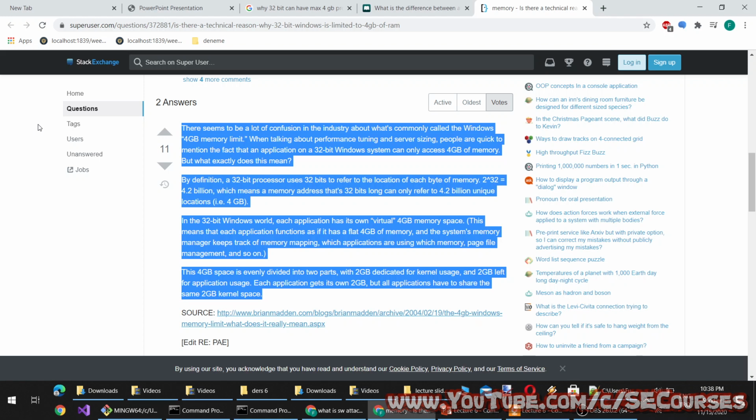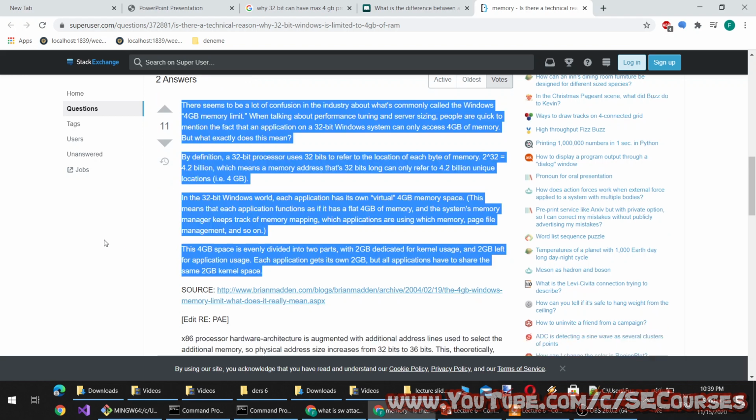In the 32-bit Windows world, each application has its own virtual 4 gigabytes memory space. This means that each application functions as if it has a flat 4 gigabytes of memory, and the system's memory manager keeps track of memory mapping, which applications are using which memory, page file management, and so on. This 4 gigabytes space is evenly divided into two parts, with 2 gigabytes dedicated for kernel usage, and 2 gigabytes left for application usage. Each application gets its own 2 gigabytes, but all applications have to share the same 2 gigabytes kernel space.